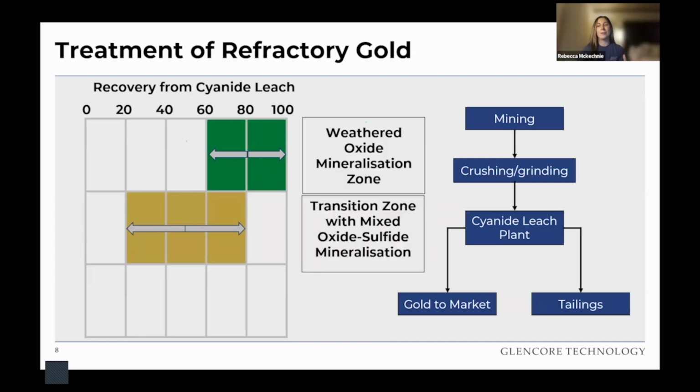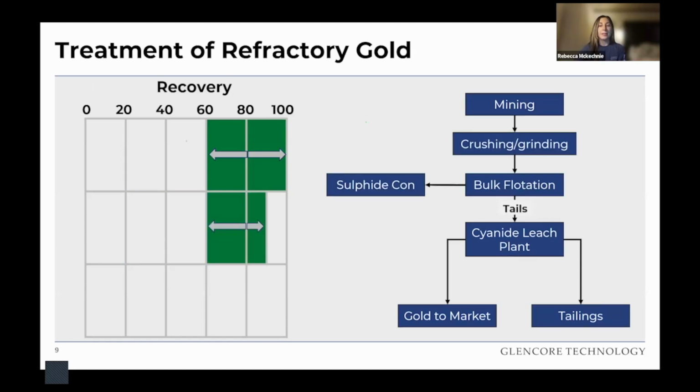However, as the operation progresses into that transition zone, the refractory gold that's locked within those sulphide materials, as I said, is not readily recovered via the existing conventional cyanide leaching circuit. So overall, the recoveries for the operation begin to shift and will be lower as gold is progressively lost to tailings. One approach to this is that sulphide minerals can be readily separated from oxides via froth flotation. The addition of a bulk flotation circuit after comminution would allow for the generation of a sulphide concentrate that may in fact be sold.